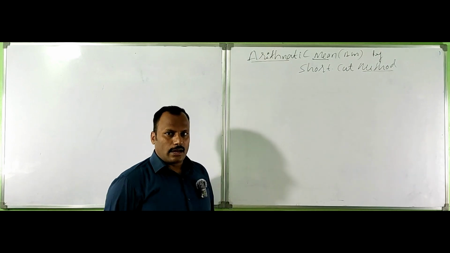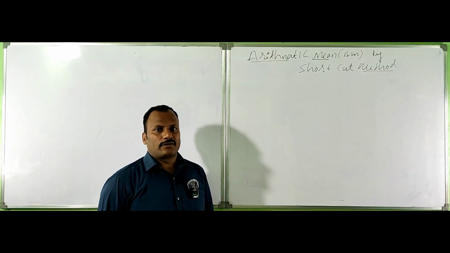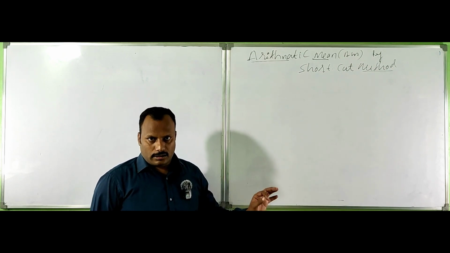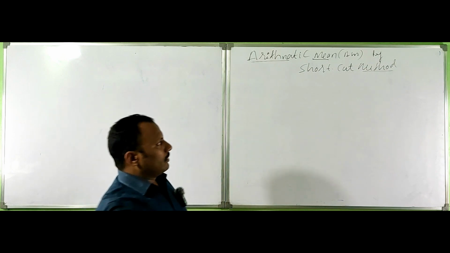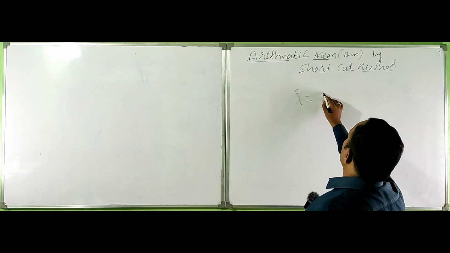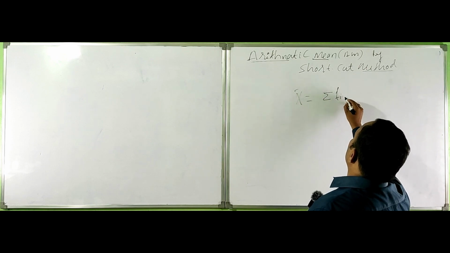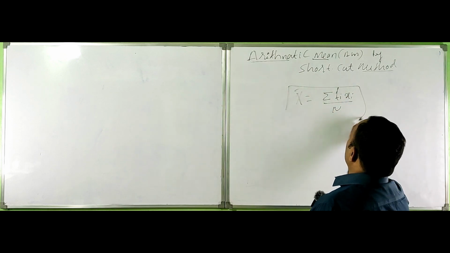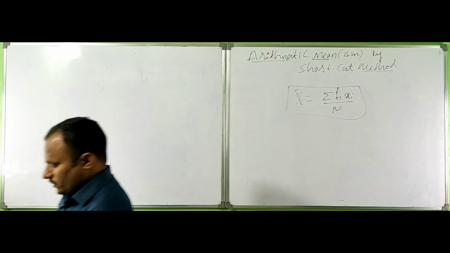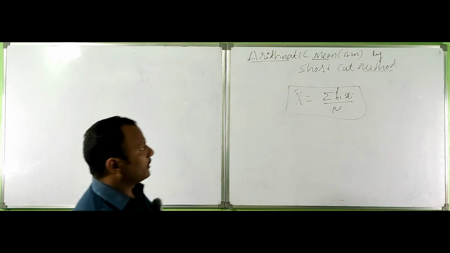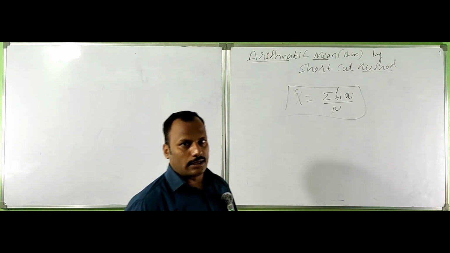So yesterday I discussed the direct method of finding the arithmetic mean, the average, of the data. The direct method was x bar is equal to summation of f_i x_i by n. That was the formula, right? So now, another one. The next method is the shortcut method.